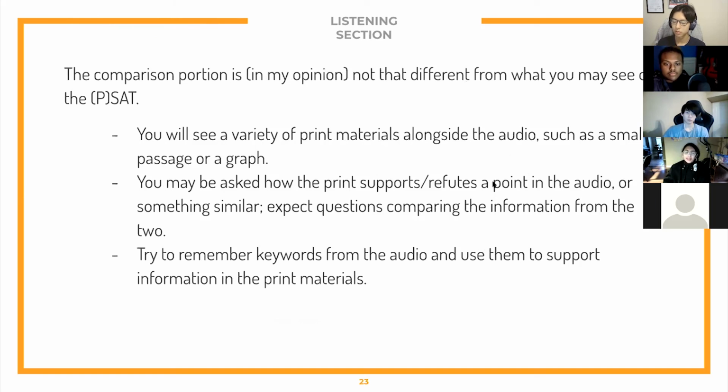You may be asked, similarly to the SAT, how the print can support or refute a point of the audio, or something similar, like would the speaker of the audio and the author of this passage agree with each other? So expect questions comparing the information presented in both. Again, try to remember keywords from the audio and use them to support information in the print materials.